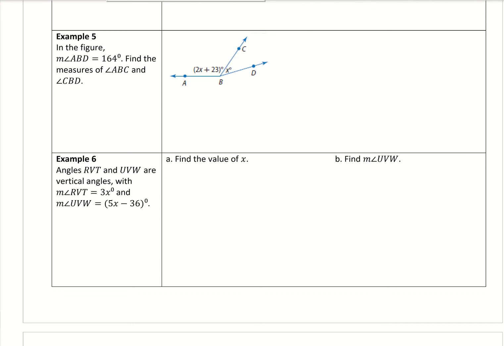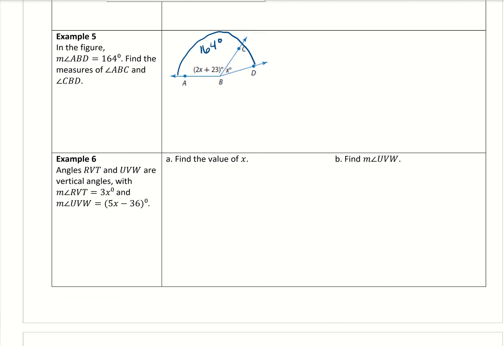So in the figure, the measure of angle ABD is 164. On a problem like this, the first thing I'm going to do is make sure I write down that that is 164 degrees. From there it says find the measures of angles ABC and CBD. So let's go ahead and do that.